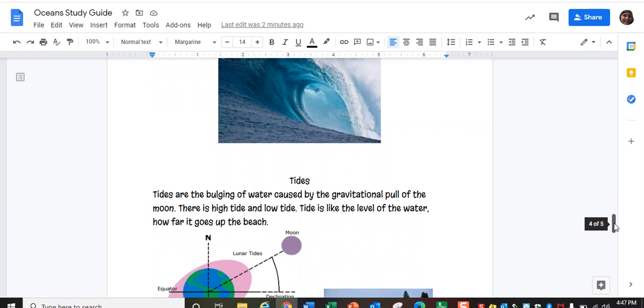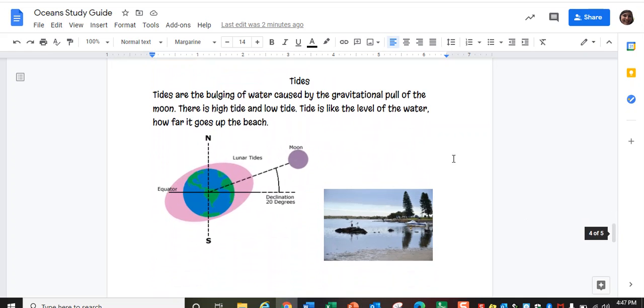Then if you go to the beach and you notice that sometimes the water is all the way up the beach and there's no sand. Sometimes the water is very far down the beach and there's a lot of sand. That's called the tide. And the tide is the bulging of water caused by the gravitational pull of the moon. In other words, the moon pulls the water to make it go bulging out.